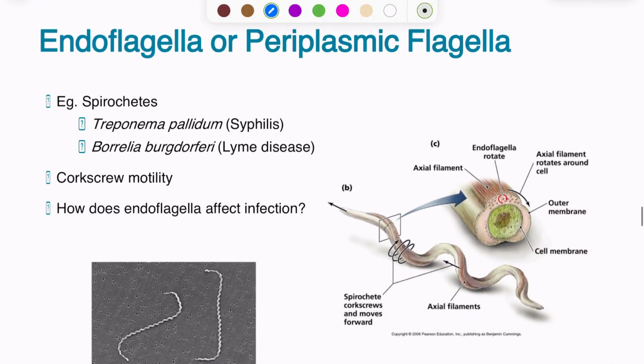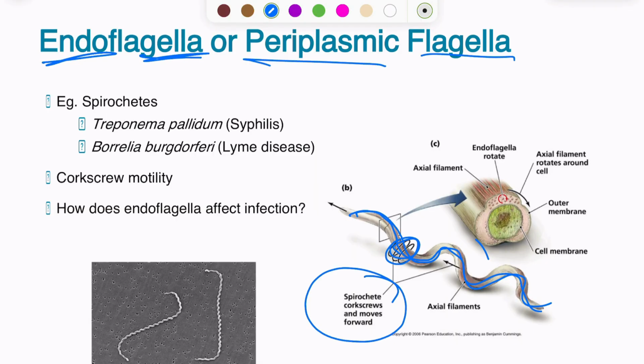All right, the last flagella that I wanted to mention is for spirochetes. They don't have an outer flagella. This is an endoflagella or periplasmic flagella. So this is not a worm, right? This is a bacteria, and it has the flagella inside, but the flagella will still rotate inside. When the flagella rotates inside, the whole cell will rotate. And this is the corkscrew motility.